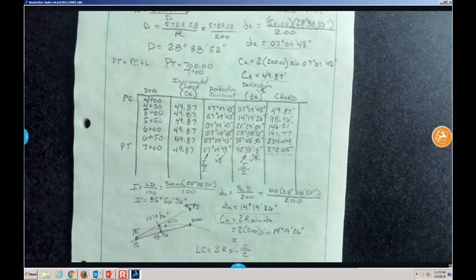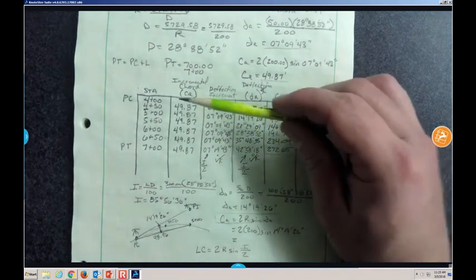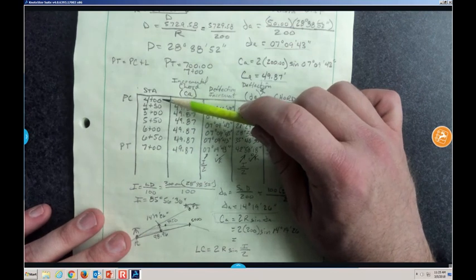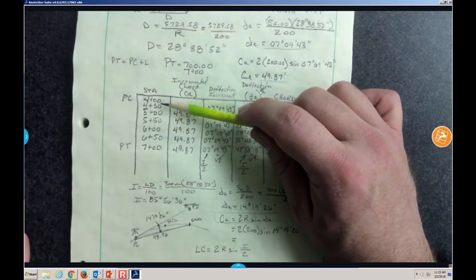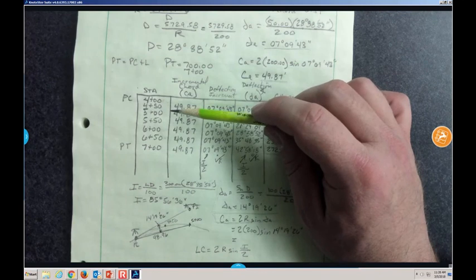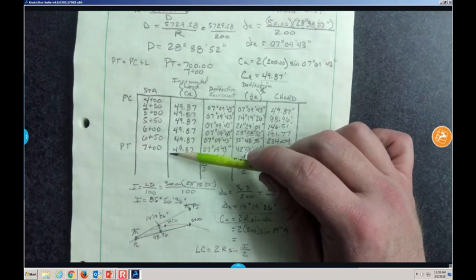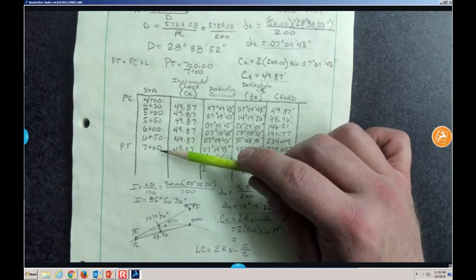They'll all be pretty similar to this, but we might just change the station size. So what might happen is I might give you a station of 3 plus 89 here, and you have to figure out that small increment to go to 4 plus 00. So that 11 foot, you have to figure out that 11 foot increment. That's where you might have to figure it out again. And then when you get to the end of it, depending on the curve length, you might have a small increment that you'd have to figure out. You know, say it came to 6 plus, figure out that 49 foot or 39 foot increment to go from the 50 foot station to the tangent or the point of tangency.